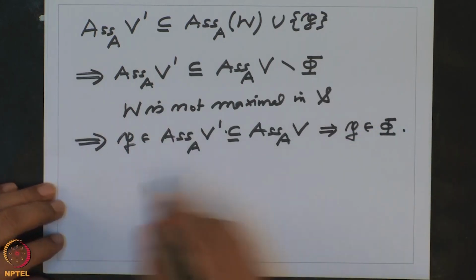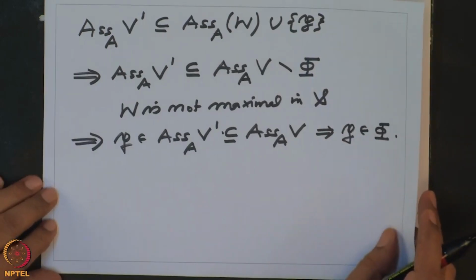So that proves the theorem, and this is a very important theorem, and we will continue this to prove that every submodule of a module has a primary decomposition. So after the break I will define what a primary decomposition is, and then we will prove that every submodule has a primary decomposition.